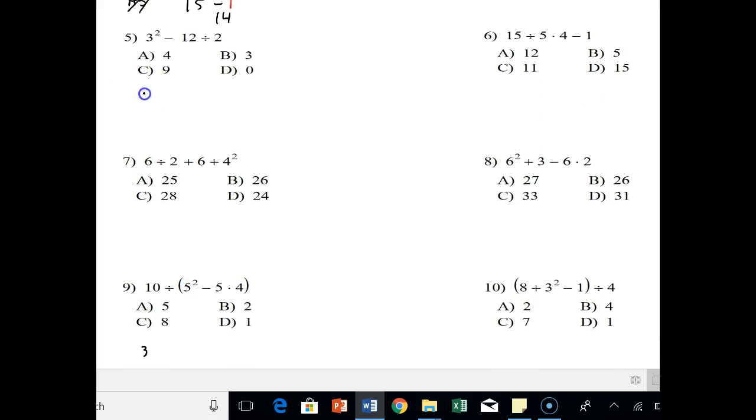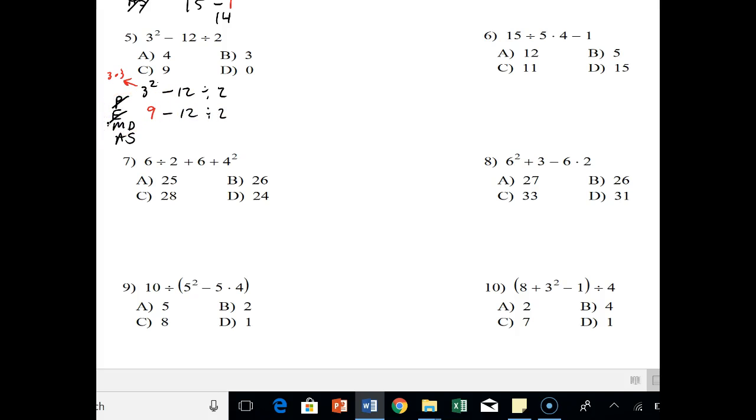Number 5, I'm doing 3 squared, that's 3 to the 2, minus 12 divided by 2. So there's no parentheses. There is an exponent though, so I got to work that exponent. All right, so 3 squared is really 3 times 3, so that's 9, right? And then 9 minus 12 divided by 2.